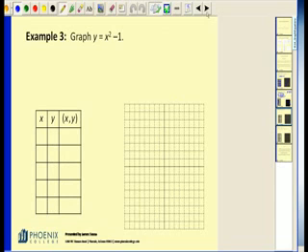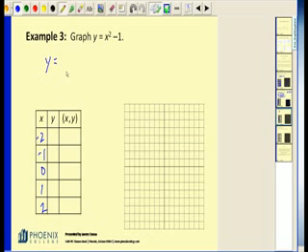I'd like to take a look at how to graph y equals x squared minus 1, again by plotting points. The technique is going to be the same. We're going to substitute x values into this equation and find the corresponding y value. We can pick any x value that we would like, but we do have to plot them on the coordinate plane. So I'm going to go ahead and pick -2, -1, 0, 1, 2. Okay, so let's take a look at the first value of x that we chose.